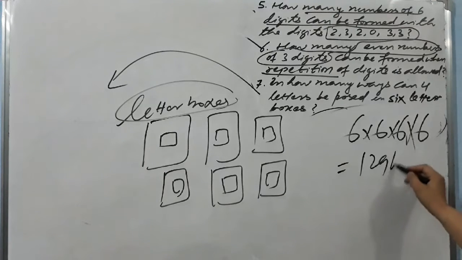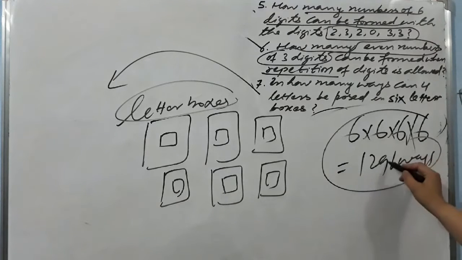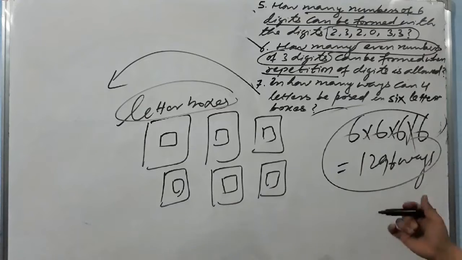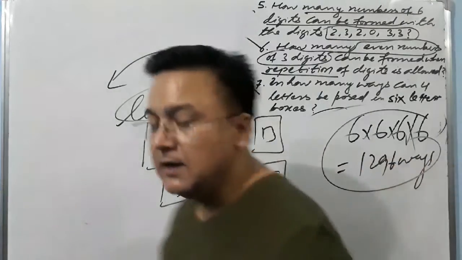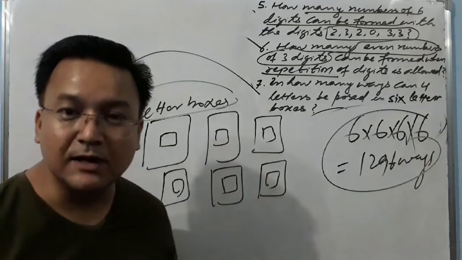So in total, in how many ways can you post the four letters in six letter boxes? 1296 ways. Now I think you understood.